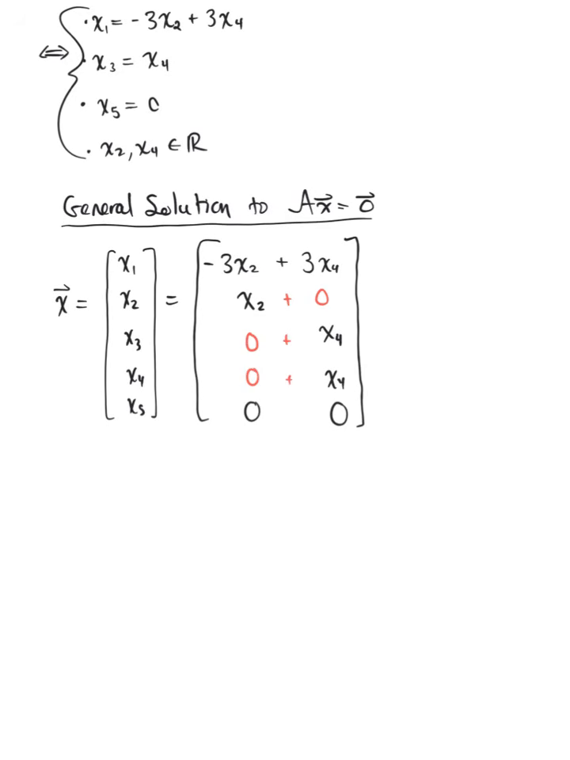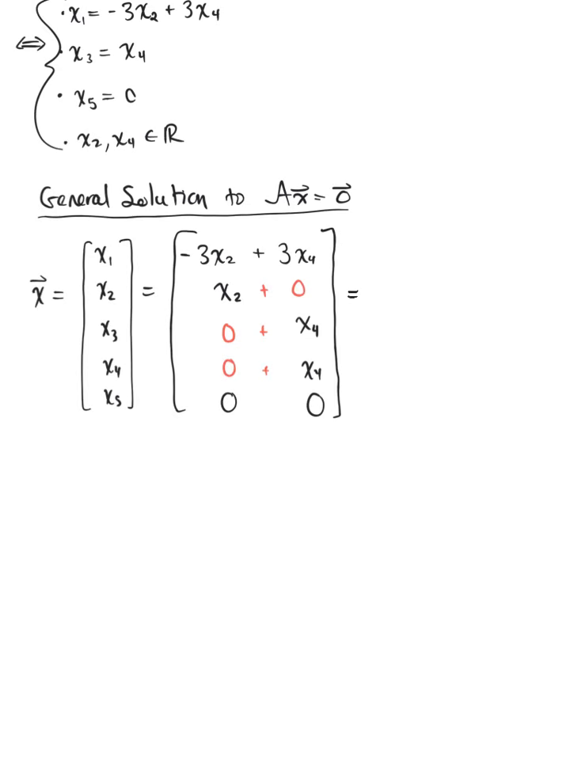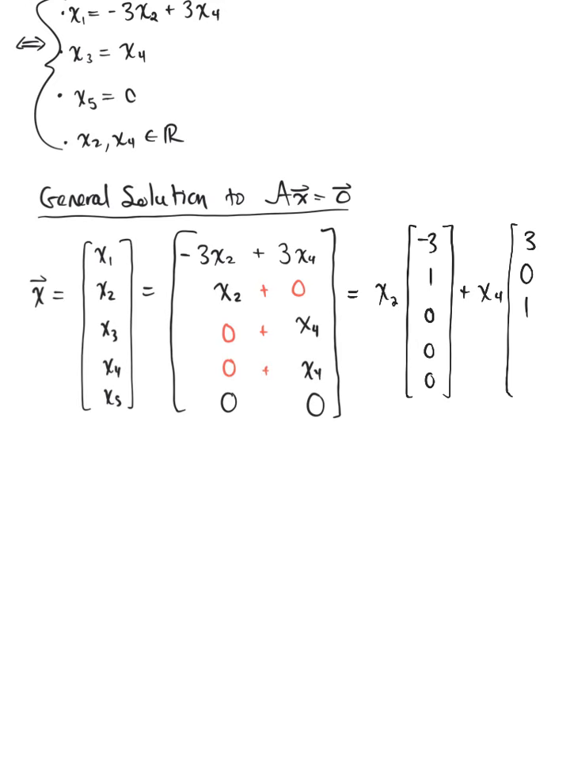Now when we separate this out, we can clearly see the vectors that span the set. I have x sub 2 multiplied by the column vector negative 3, 1, 0, 0, 0. And we have plus x sub 4 multiplied by the column vector 3, 0, 1, 1, 0. We know that x sub 2 and x sub 4 are free. They are real numbers, or any scalar we want. And so these column vectors here are the vectors that span the null space.